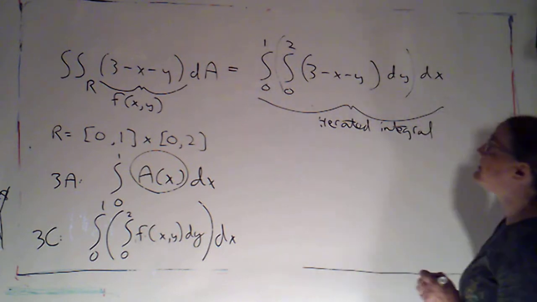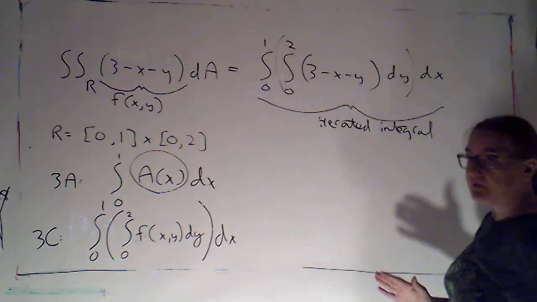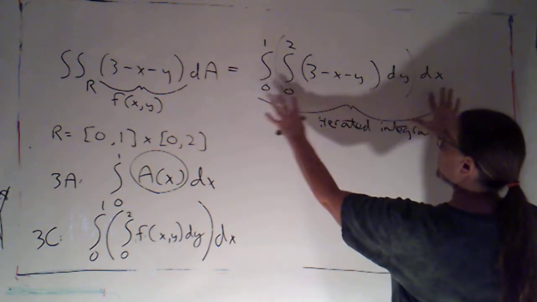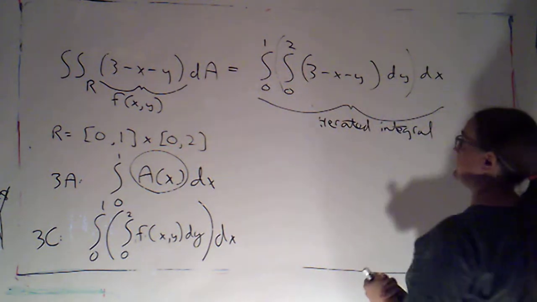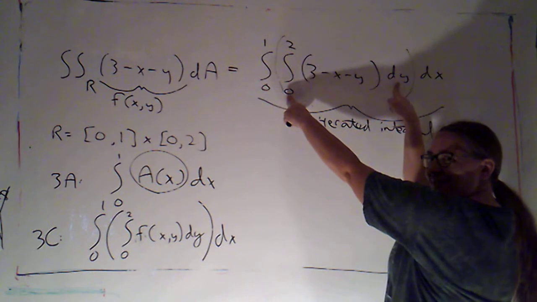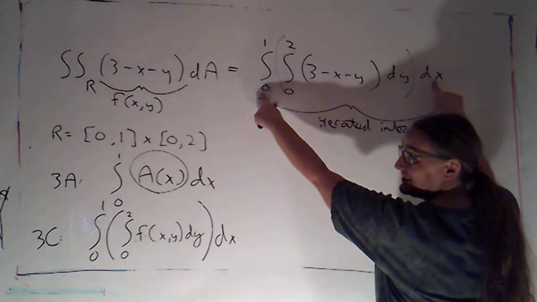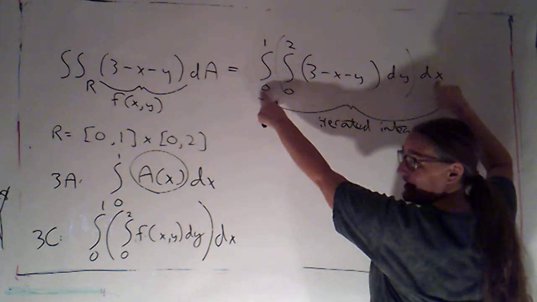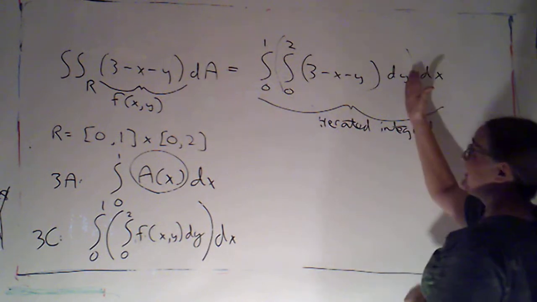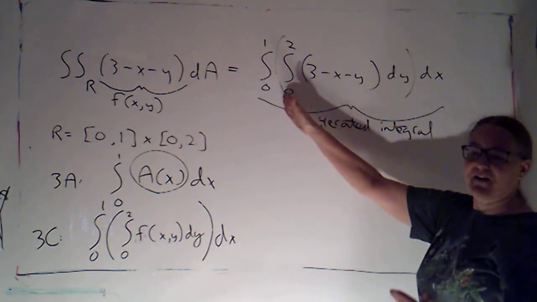Oh, one thing to mention about the notation. I did say that these parentheses are optional. Also, very, very important, the order in which you write things. dy, these are my y limits of integration. They go together. dx, these are my x limits of integration. They go together. So very, very important that when you're integrating with respect to y, the corresponding limits of integration are your y values.